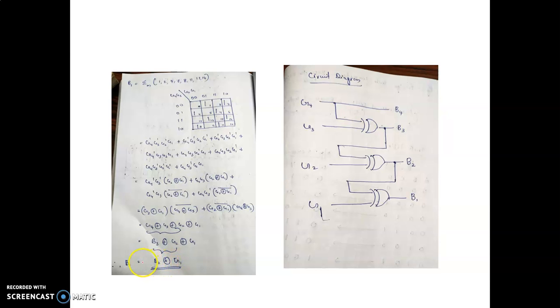Now you are going to implement B1, B2, B3 and B4 from the G4, G3, G2 and G1 values respectively. So B4 is G4, B3 is G4 XOR G3, B2 is B3 XOR G2, and B1 is B2 XOR G1. So this is the circuit diagram. This is the code converter that converts gray code to binary. Hope it is clear for you.